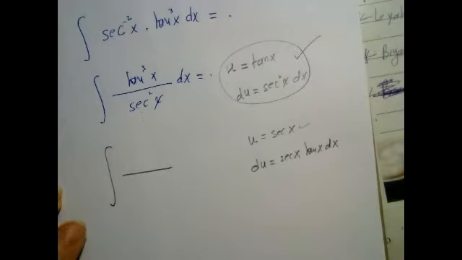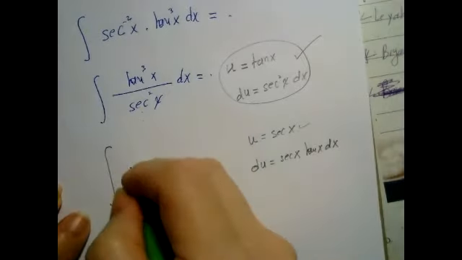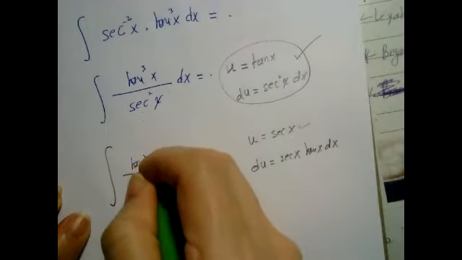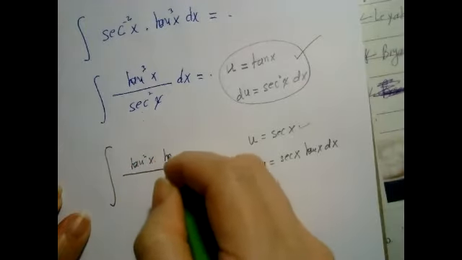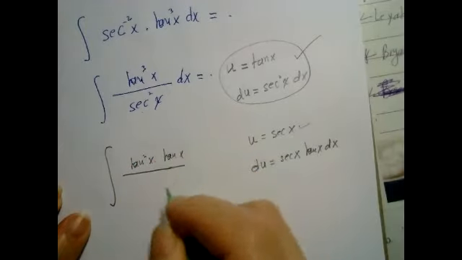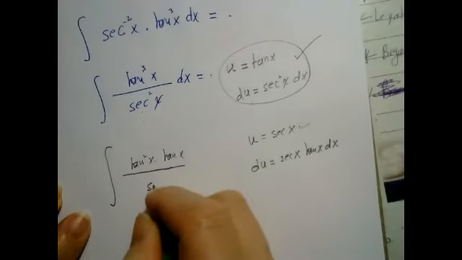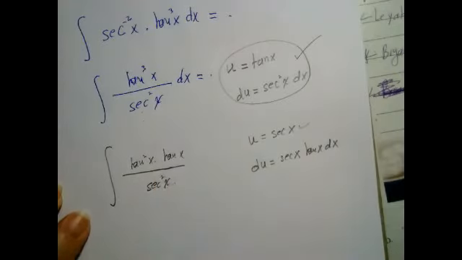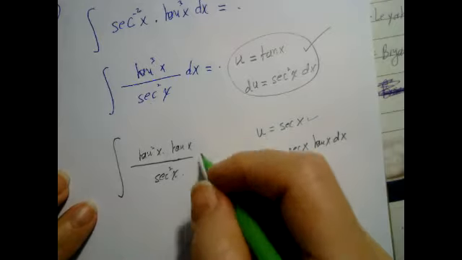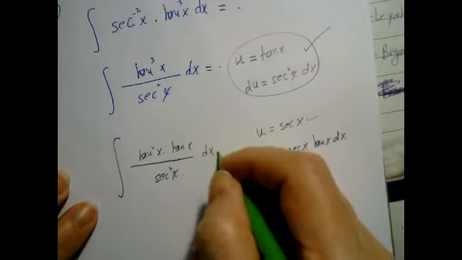So what am I supposed to do? You need to split the tangent so that you can make it secant squared minus 1, right? Yeah. I'm really following along with you to see where I'm going to get. So secant square x is not problematic. And the dx.